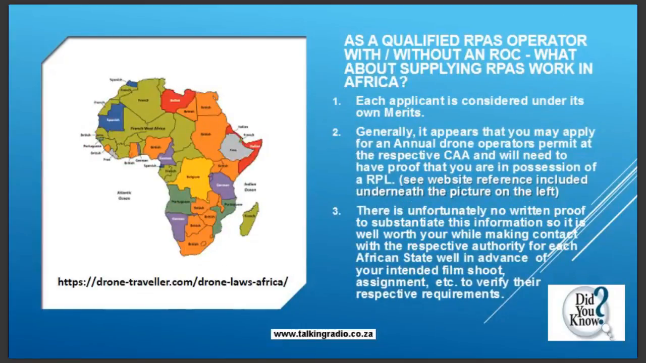But what about supplying RPAS work in Africa as a qualified RPAS operator with or without an ROC? The following refers. Number 1. Each applicant is considered under its own merit. Number 2. Generally, it appears that you may apply for an annual drone operator's permit at the respective CAA and will need to have proof that you are in possession of an RPL. For more information, please refer to the website reference underneath the picture on the left of this slide.